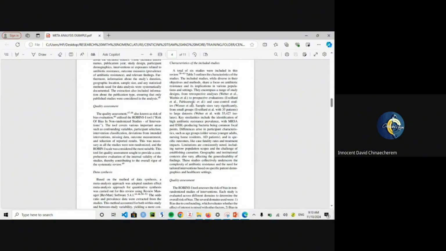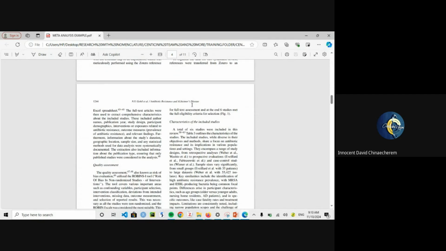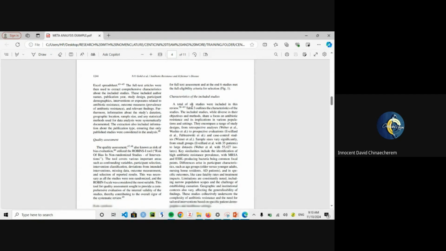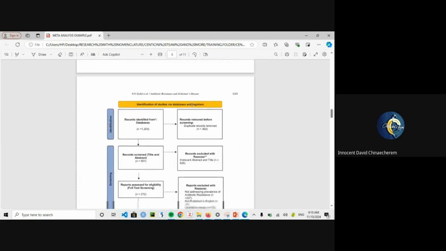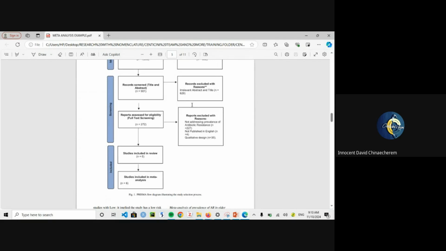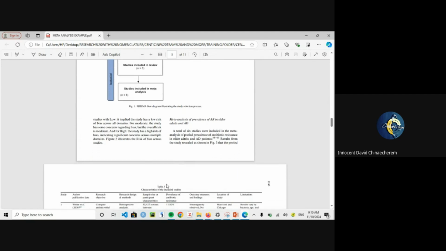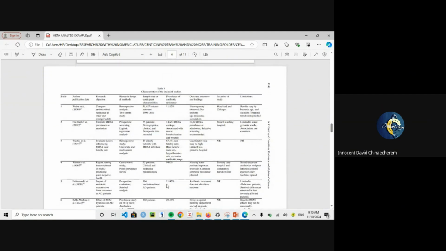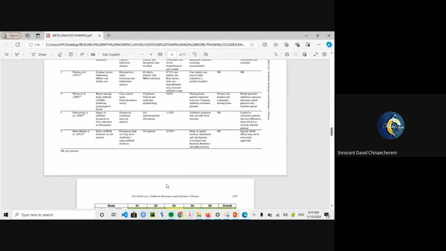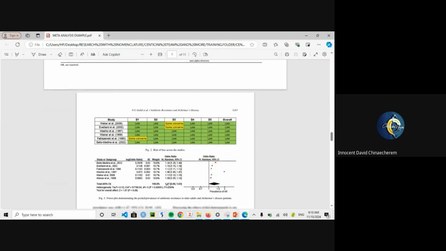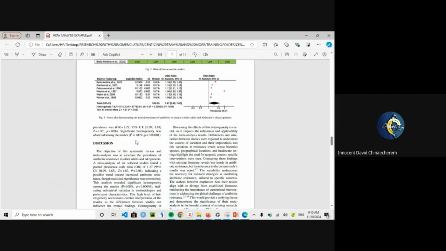Coming to the paper, you have your risk of bias, your quality assessment, the characteristics of included studies, and data synthesis. Now, in your PRISMA, you have 6 studies included in the review and 6 included in the meta-analysis. And this is where you need to see the characteristics of the included studies, and this is what the meta-analysis forest plot looks like.